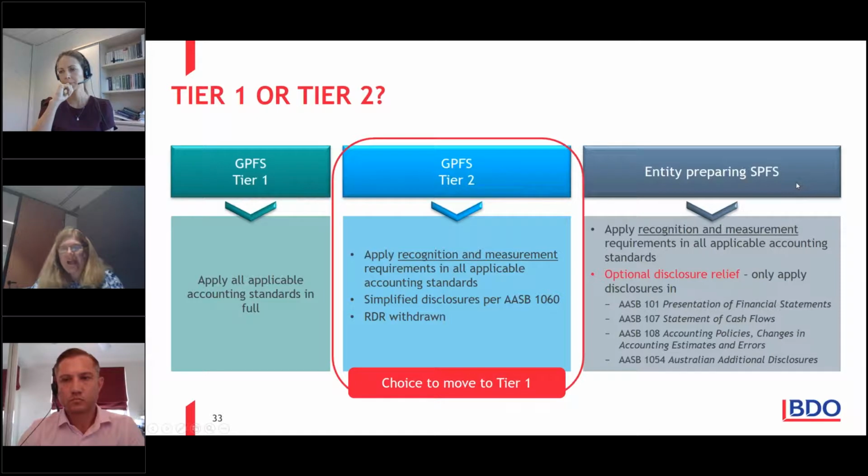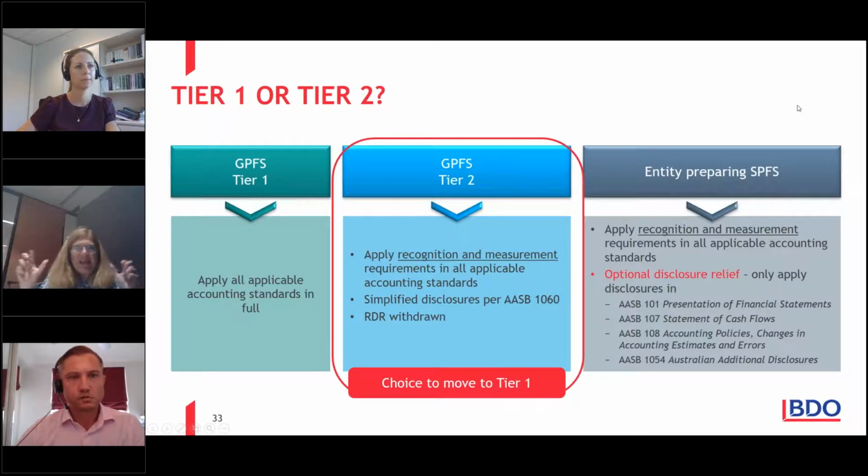And if you're an entity that, even in the new regime, can prepare special purpose financials because you're not required by legislation or trust, etc., to comply with Australian accounting standards, obviously you've got choice. In an ideal world, you have to apply the recognition and measurement of the accounting standards, but you've got choice around disclosures. You can choose which disclosure requirements you want to comply with or not. Usually we would say a minimum would be the four standards that I've listed there. So even at a big picture level, there is some choice. There's some factual things, but there's also some choice.